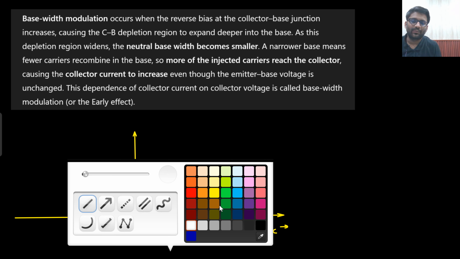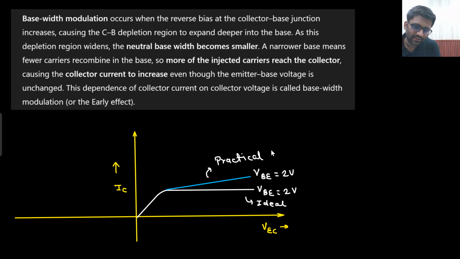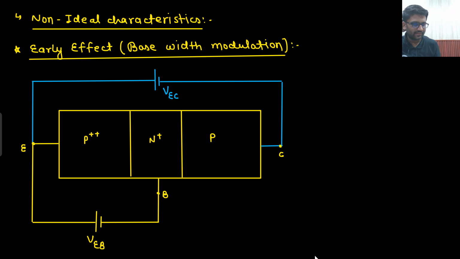But practical characteristics would be somewhat like this, that there would be some slope for sure. This I am calling VBE. Let's just say VBE is 2 volt. And here I am saying VBE is 2 volt only. So this is your ideal and this is your practical, or non-ideal, you can say. Well and good.